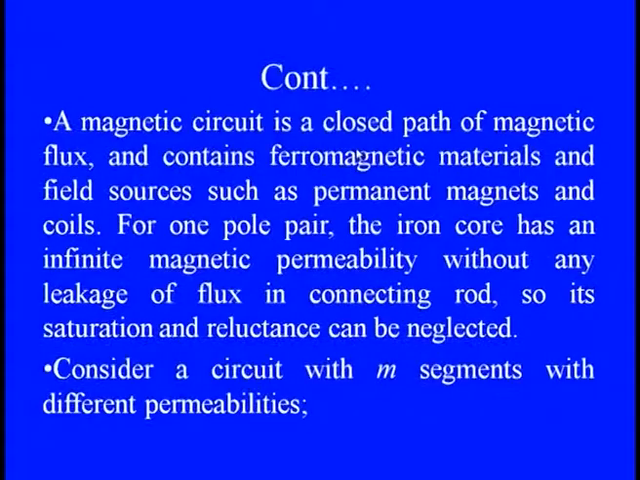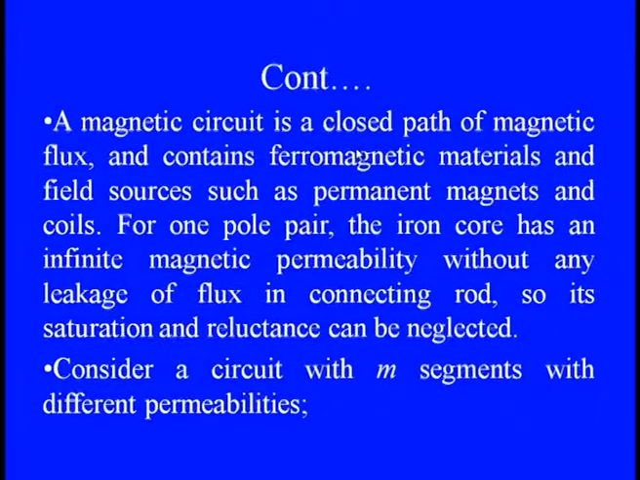So when we are talking about a magnetic circuit, which is a closed path of the magnetic flux containing the ferromagnetic material and the field source in such a way that the permanent magnet and the coils can be effectively utilized in terms of their force generation. For one pole pair, the iron core has an infinite magnetic permeability without any leakage of the flux that can be adjusted with the connecting rod. So its saturation, or its reactance, can be neglected.